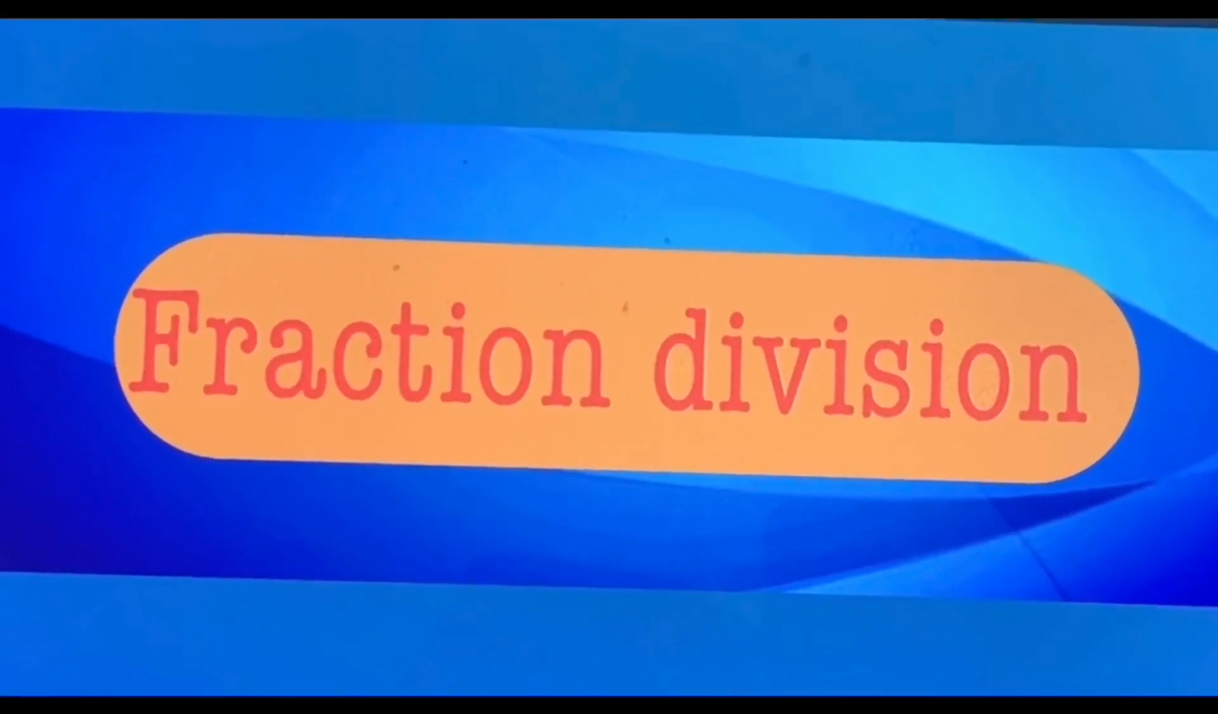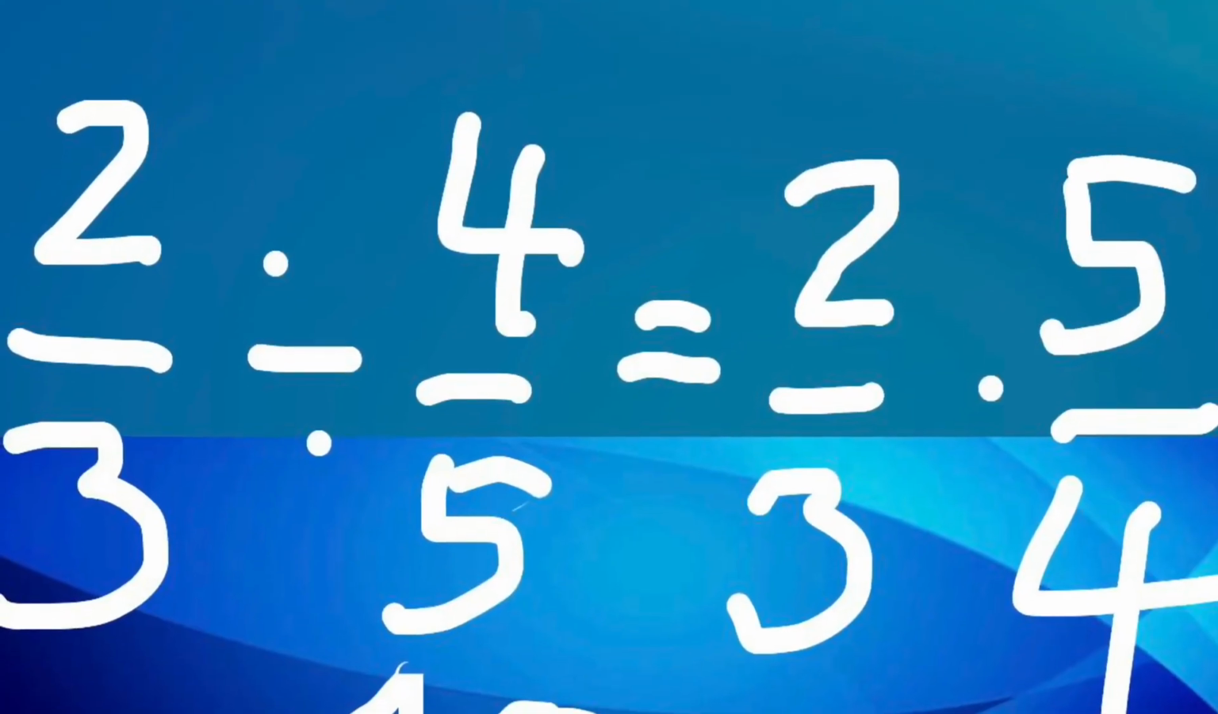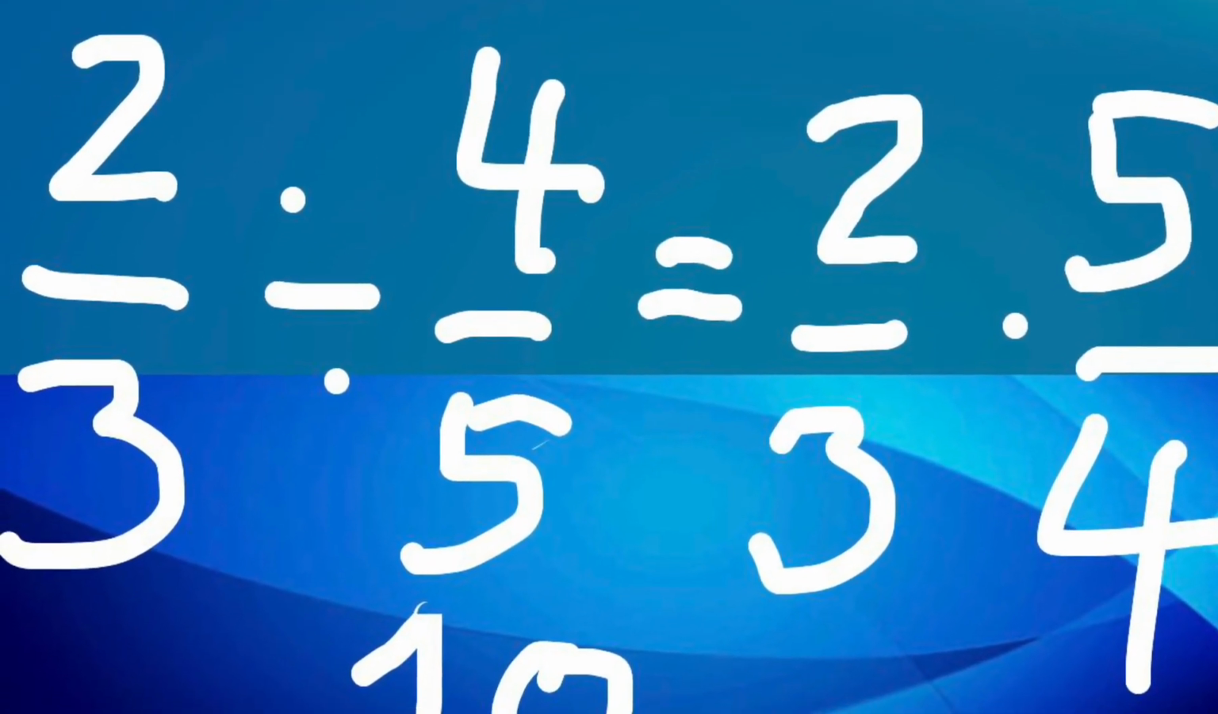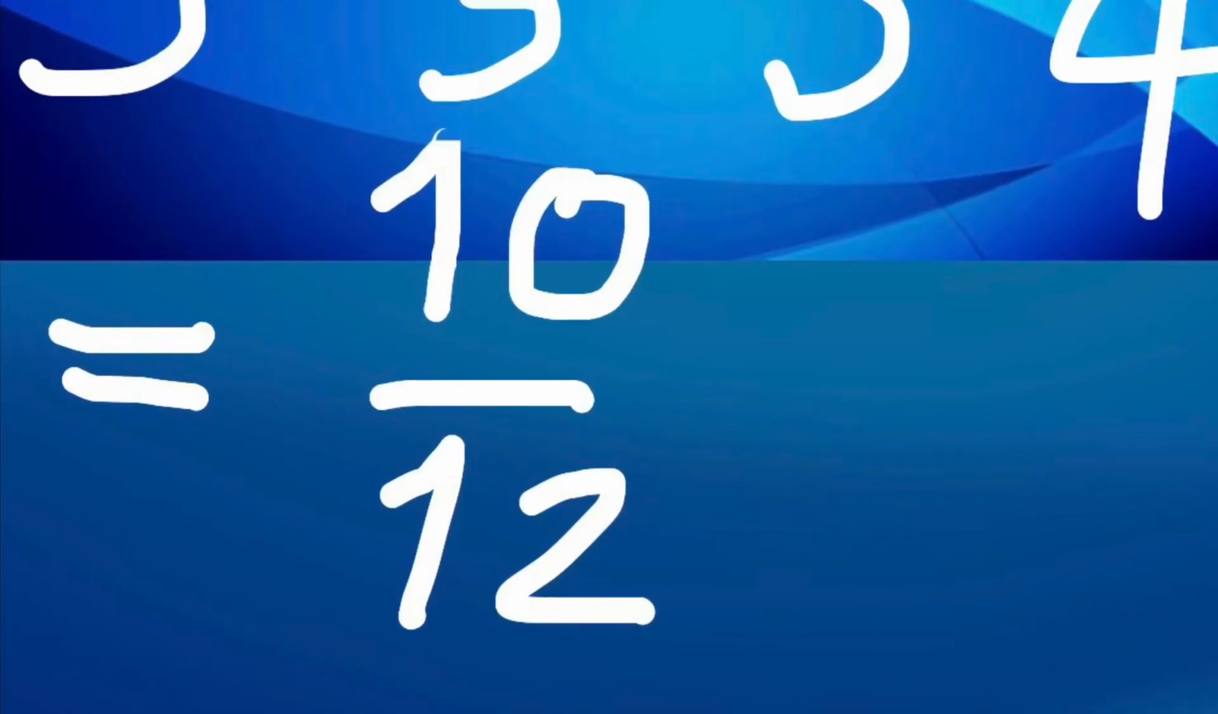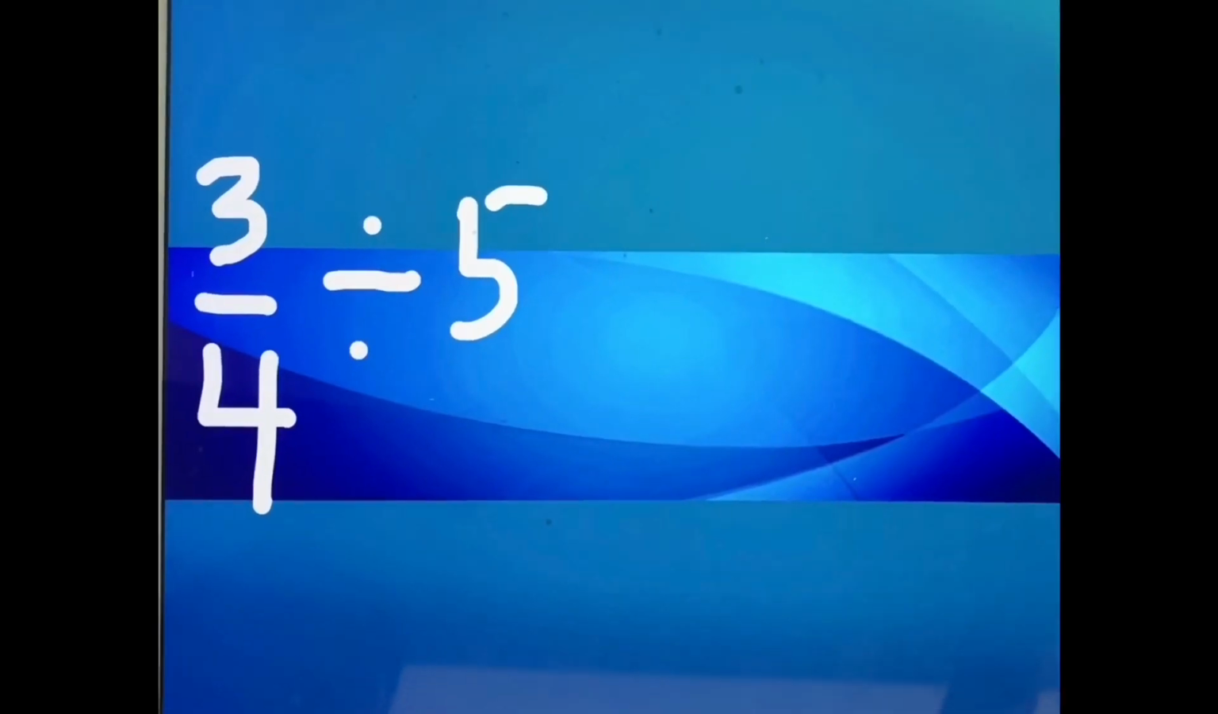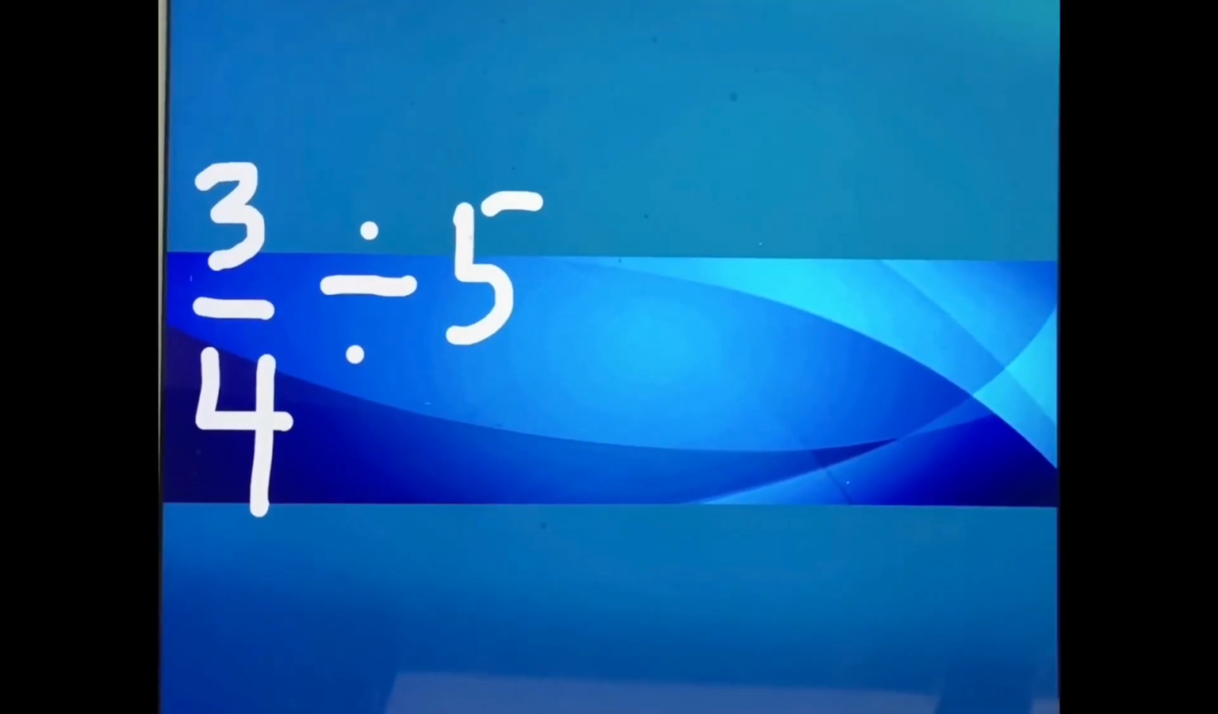Fraction division. Fraction division is as easy as fraction multiplication. Switch the numerator and denominator of the second fraction, and the fraction division problem becomes a fraction multiplication problem. Another example of fraction division with a whole number.